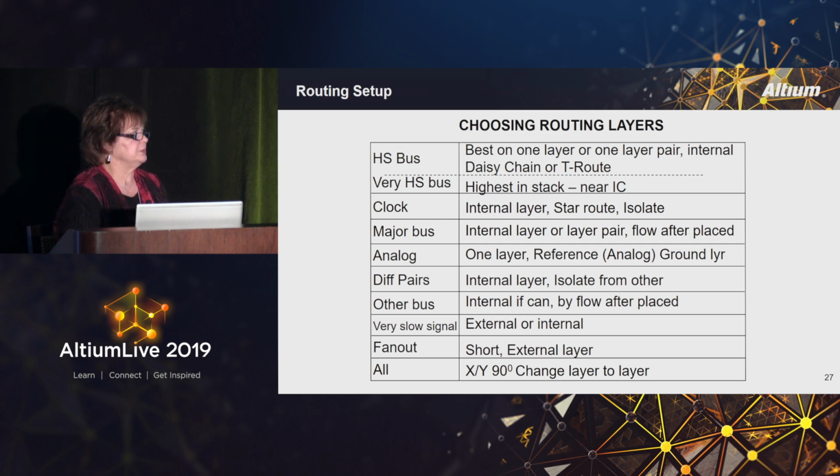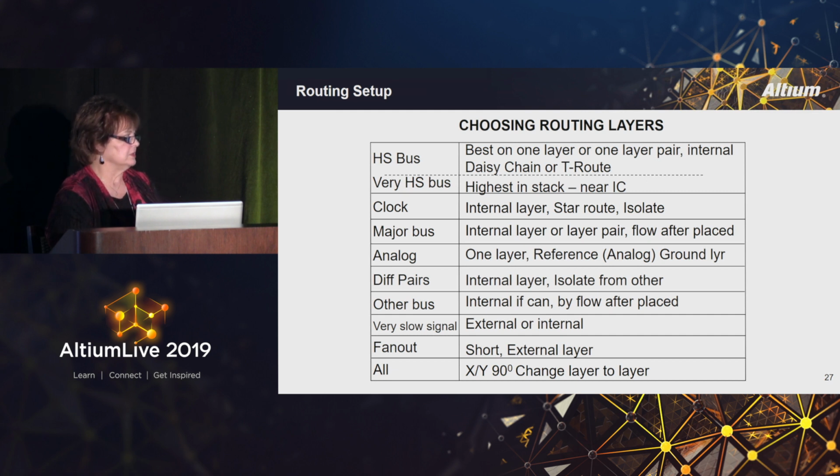Any other buses could be internally routed if you can do it that way. And then by flow, after you've decided where they're starting, very slow signals can be in either external or internal. Your fan out can be short and on an external layer and then go immediately to an internal layer where you deal with its criticality or not.